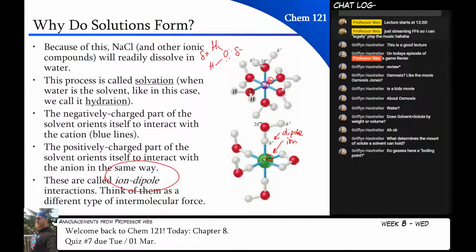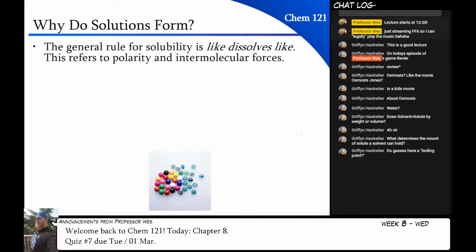So now that we know how solutions form, we can predict what solutions will form in a mixture. The general rule that we follow and that we'll follow for this class is like dissolves like. And what we're referring to is polarity, more or less. Excuse me.